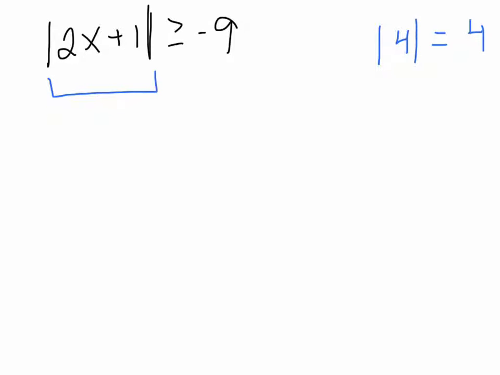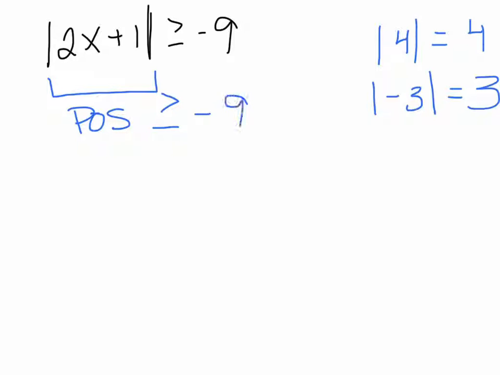4 is 4, it's a distance from 4. The absolute value of -3 is +3 because it's a distance. So in this case, whenever you take the absolute value of something, you get a positive number. And is a positive number greater than or equal to -9? In this case, a positive number can never be bigger than a negative number. So in this case, there's no solution.